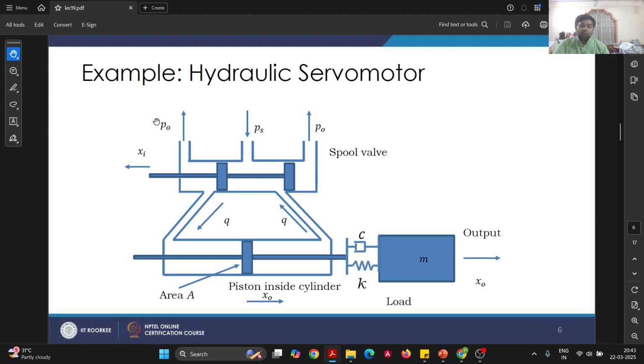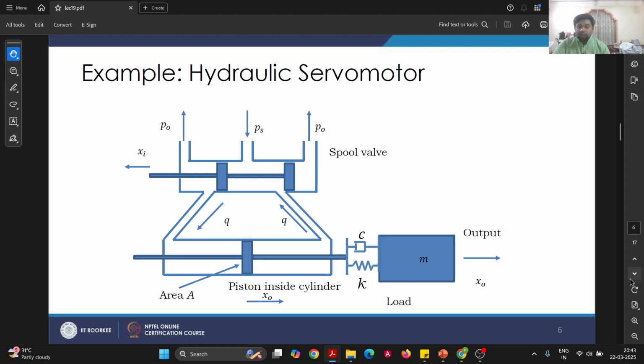If the supply pressure is greater than the outlet pressure PO, then the spool valve will move to the left hand side. Because of the movement of the spool, that will change the orifice opening for the inlet port of this cylinder, which is shown here, and that will cause the corresponding change in pressure on the inlet side, and similarly for the output side of the cylinder. So increasing the supply pressure will cause the spool to move to the left, and correspondingly that will cause a movement of the piston towards the right.